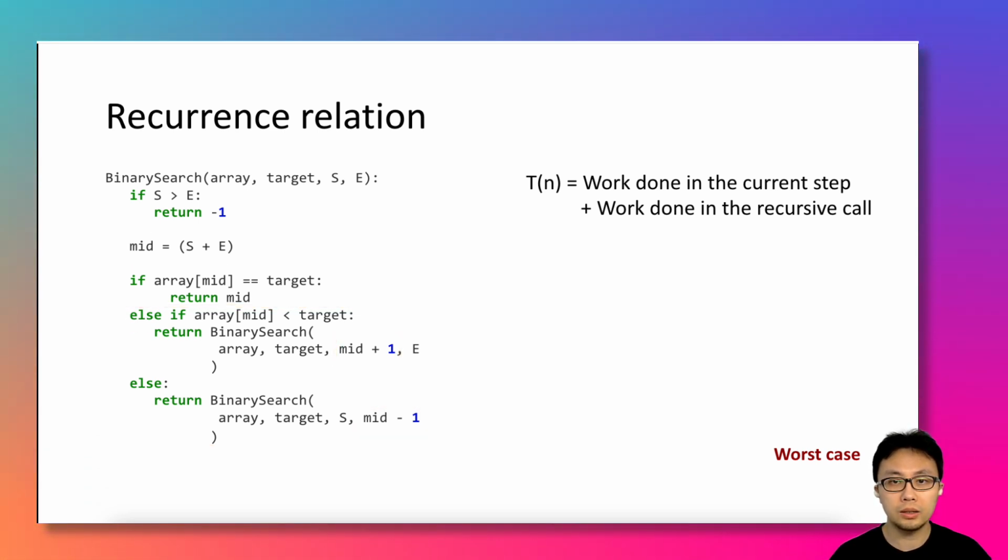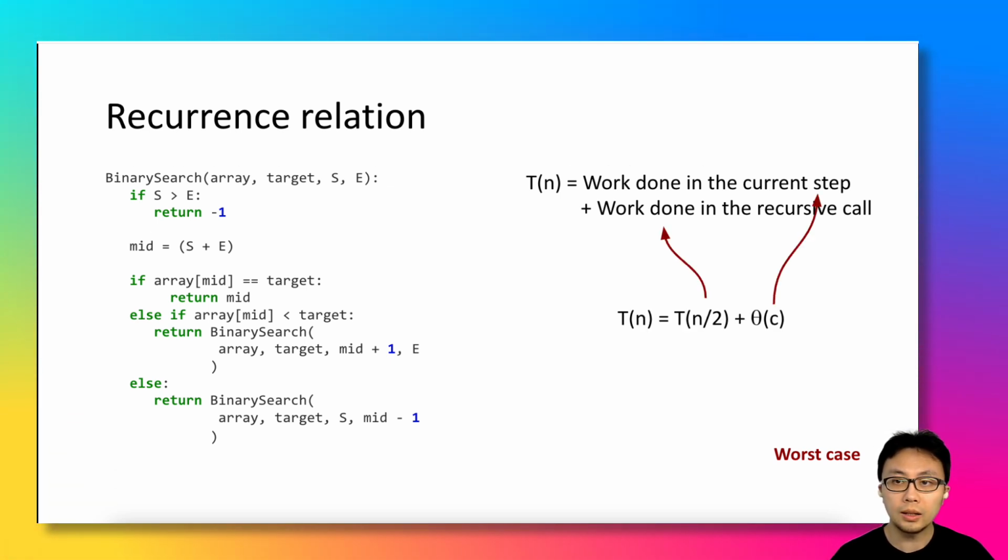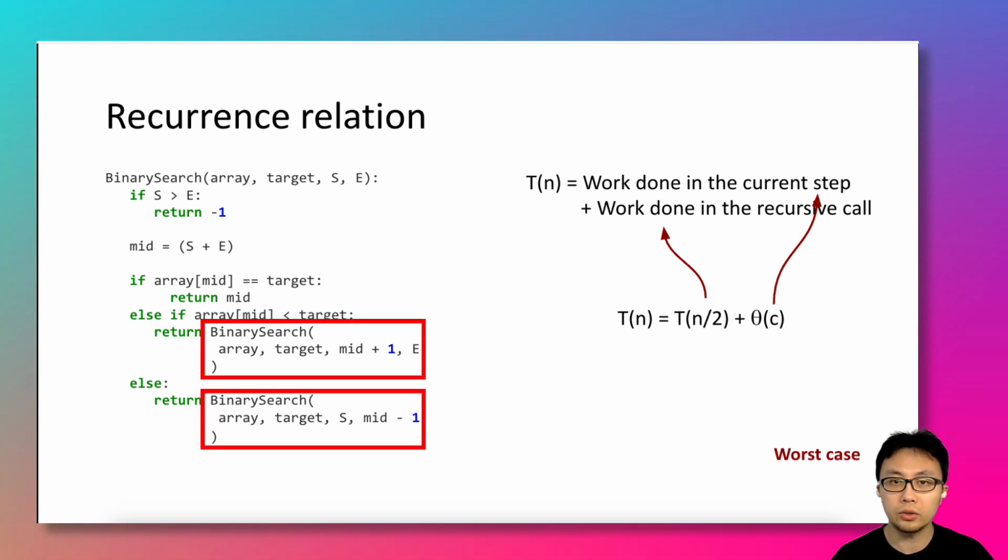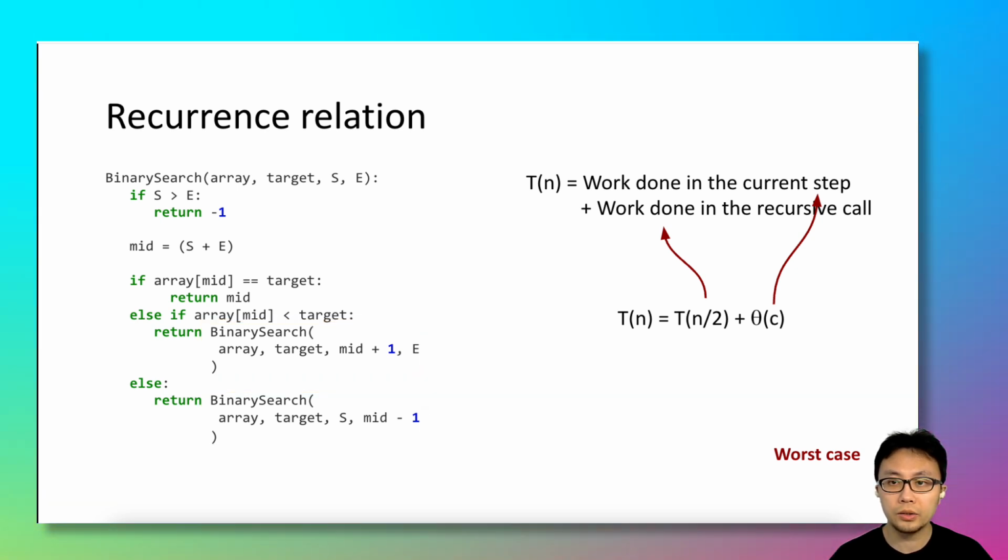As a result, the recurrence relation can be expressed as T of n is equal to T of n divided by 2 plus theta of c. T of n divided by 2 represents the time it takes to trigger either of the two recursive calls on the halved input size. Theta of c represents the constant number of steps it takes to run these lines. This is the recurrence relation of binary search. It describes the time complexity at the current step in relation to the time complexity of the next step.